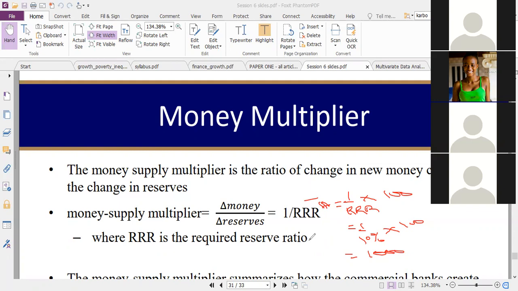Do you get it? Yes. So that is how we say commercial banks don't print money, but rather they create money through deposit creation. So that is all.